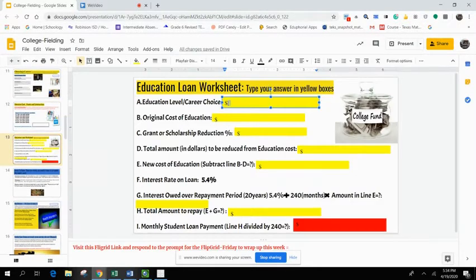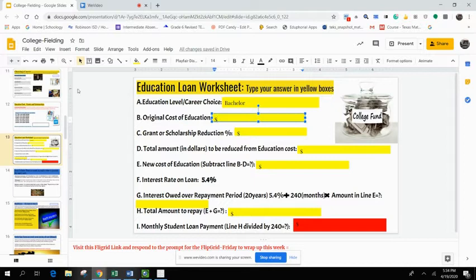Here, I'm not sure why the dollar sign's there. It just says education level. So say that we got a bachelor's degree, or we need a bachelor's degree to do the job that we have. So bachelor would go there, and you can type in degree. And then the cost of the education goes here.